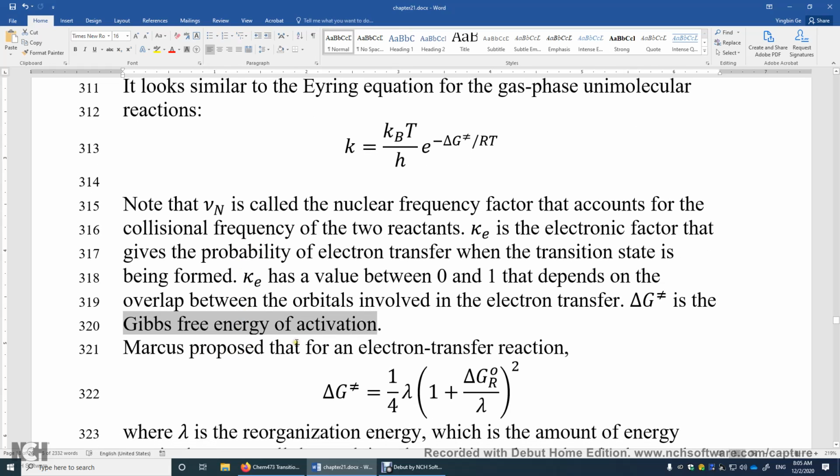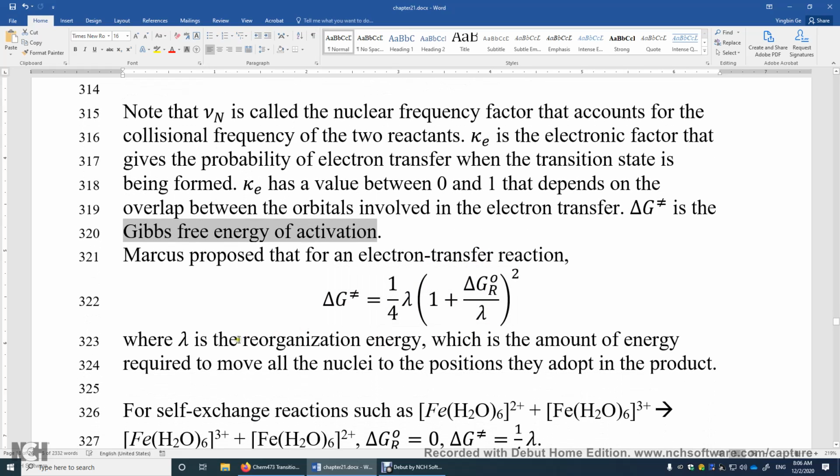Marcus proposed that for an electron transfer reaction, delta G double dagger, the Gibbs energy of activation, is equal to one fourth lambda times the quantity one plus delta G of reaction over lambda, squared. So this is the equation proposed by Marcus. We will derive this equation at the end of this section. Lambda is the reorganization energy. This is the amount of energy required to move all the nuclei to the positions they adopt in the product.